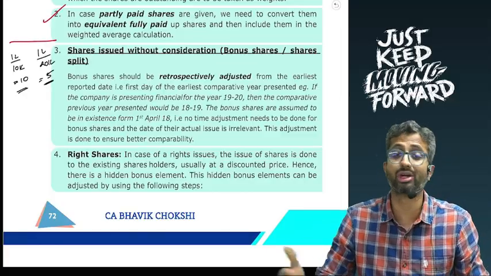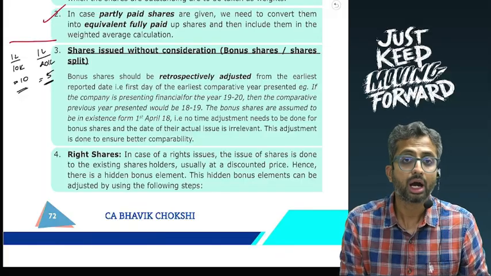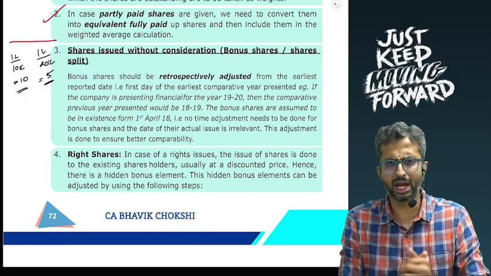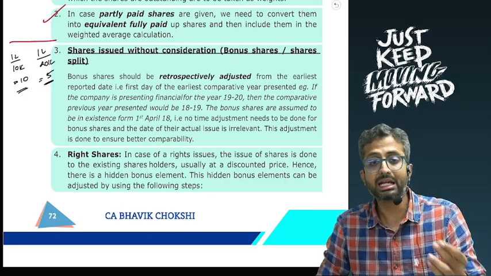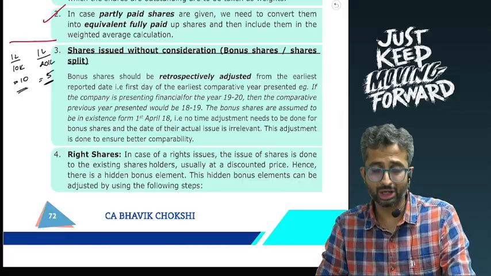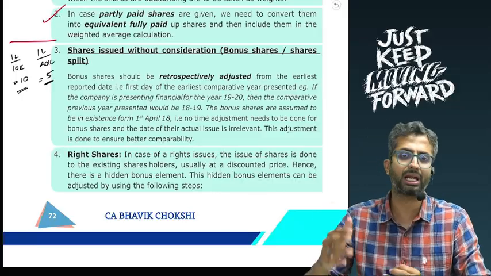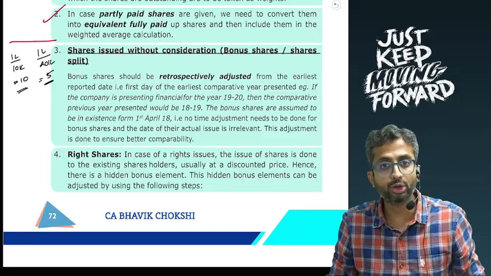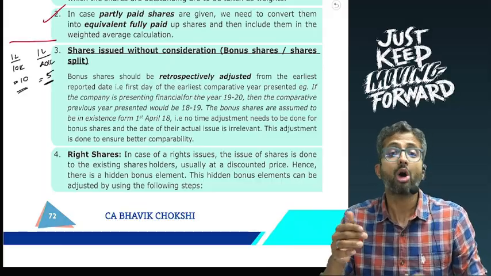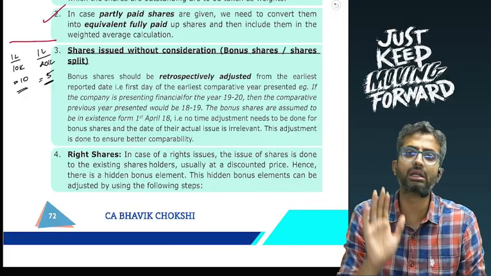Okay, but these additional shares did not give you any additional capital, in the sense any additional money, and hence it was just a book entry. And hence the standard says that since bonus shares are merely a book adjustment, they are actually issued now. So we will assume that these bonus shares were in existence from the earliest reported date.